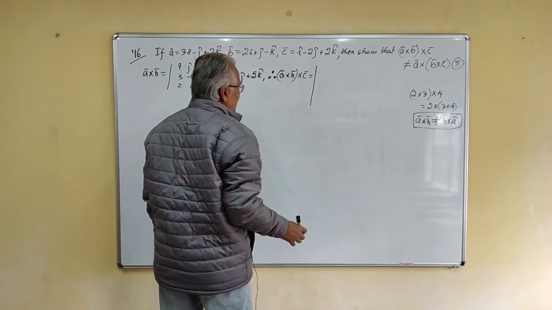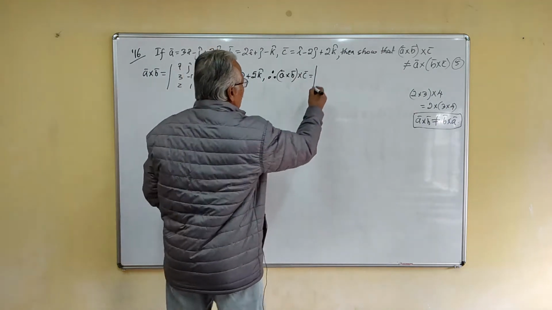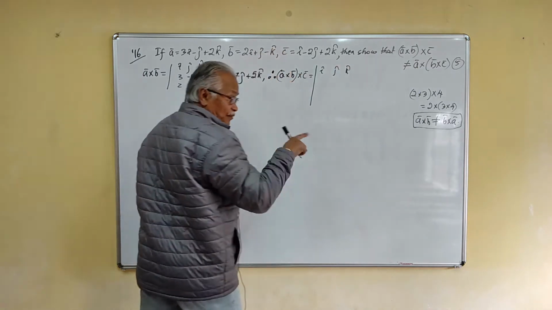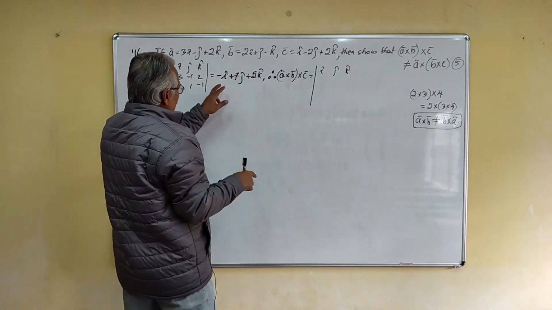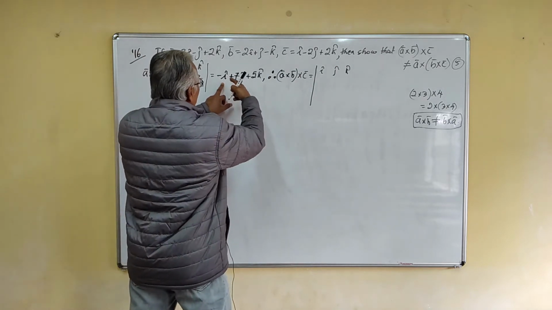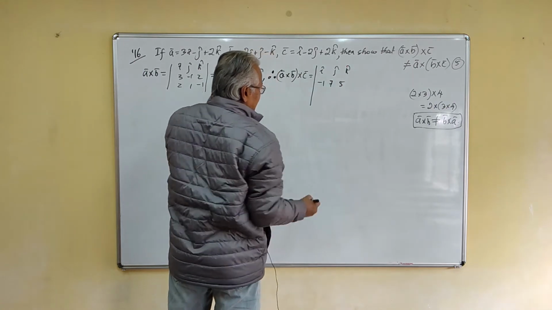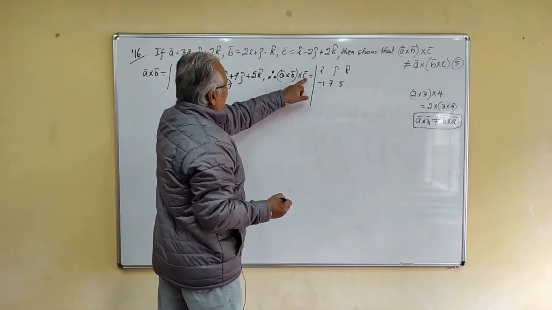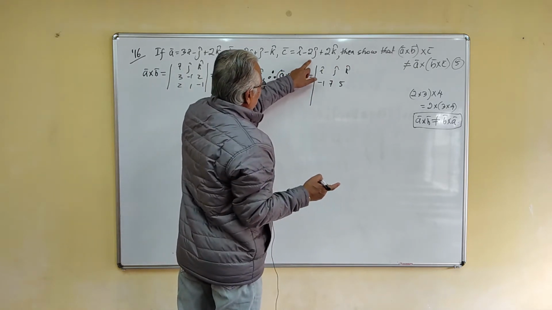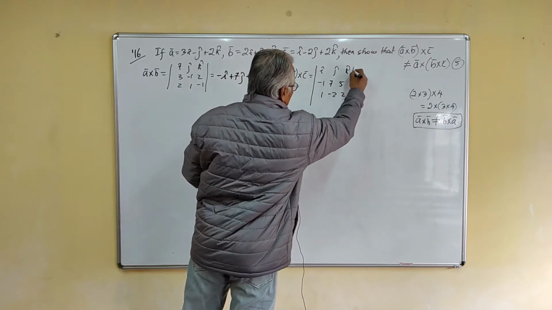You are going to find out the cross product of A cross B with C. So i, j, k holds the position of the first row, and in the second row the coefficients of i, j, k of A cross B take place: minus 1, 7, 5. And what is C? You pick up the coefficients of i, j, k from C: 1, minus 2, 2.